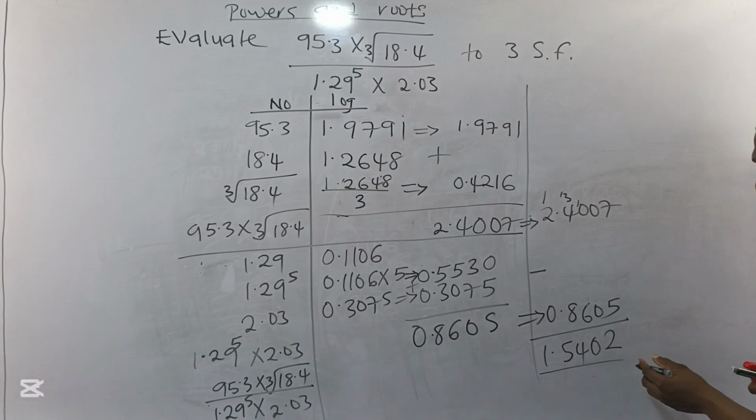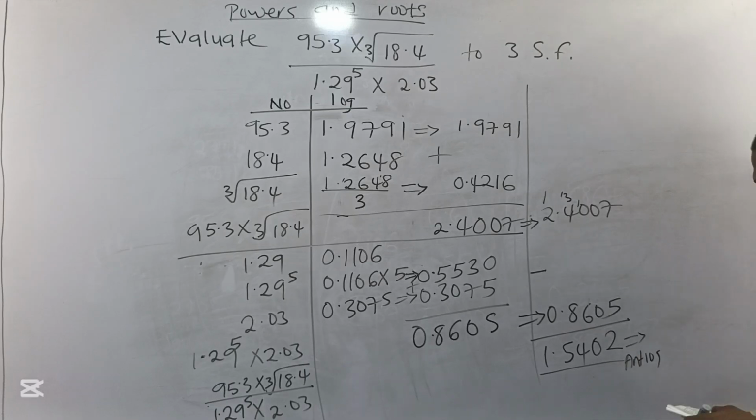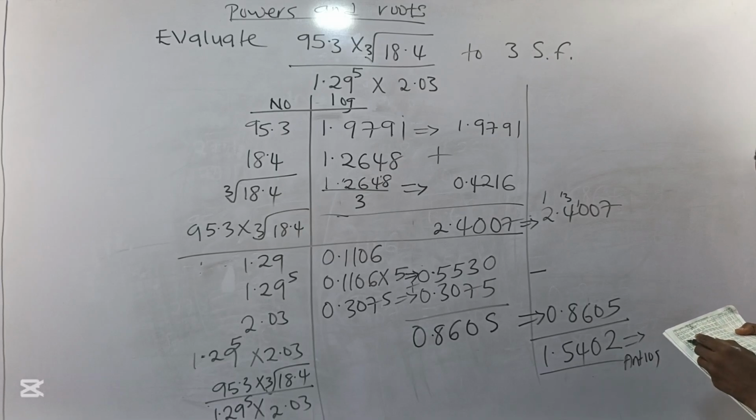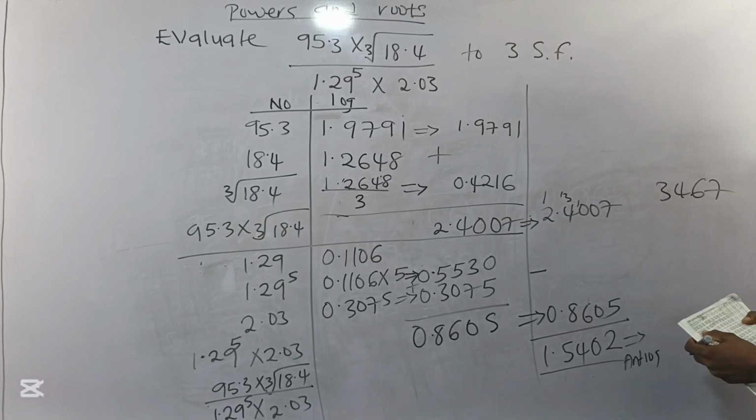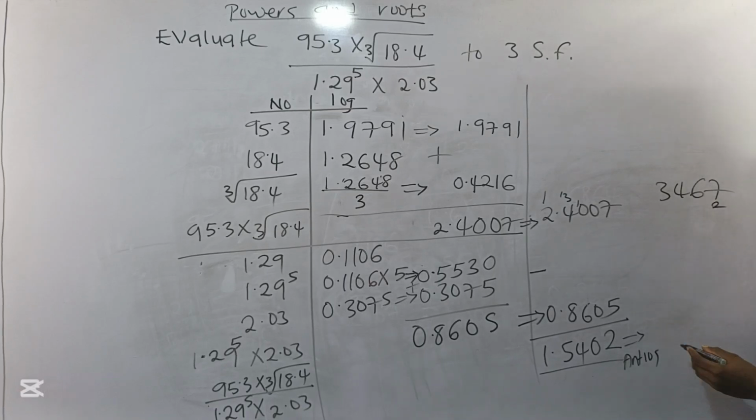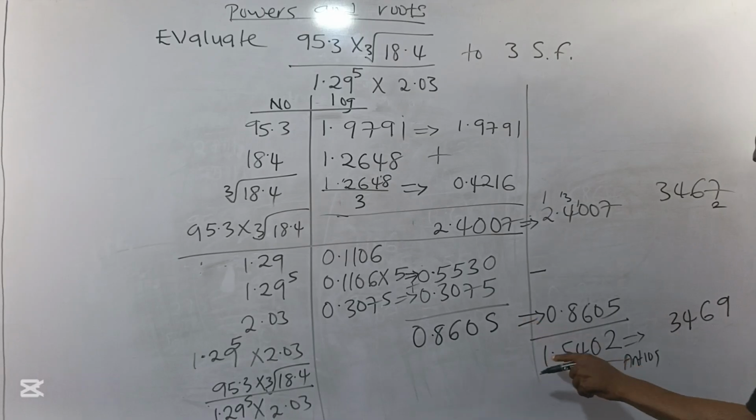So I have this. And my antilog will be 54 under 0, difference 2. 54 under 0 is 3467. And difference 2 is 2. So if I add 2 here, it becomes 3469. So I have 1. If I add 1 to it, I have 2. So my decimal will be after the first two digits.